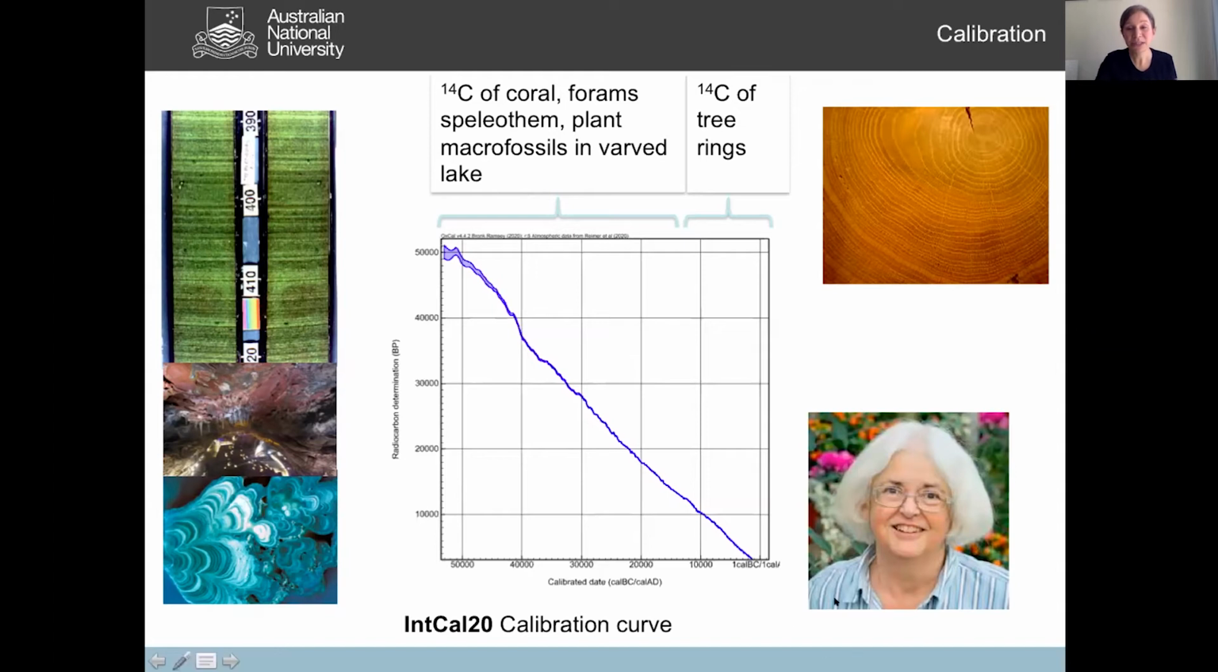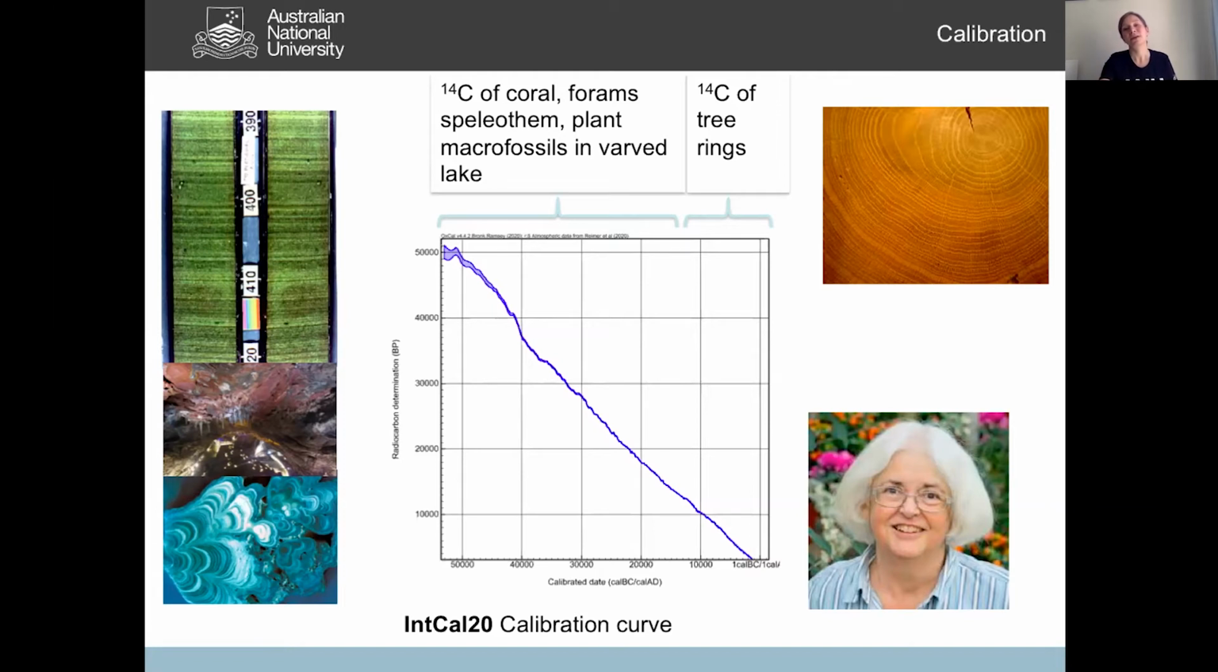And you can see the calibration curve in this blue wiggly line here. So you can see that it's got very short-term wiggles, it's got some longer-term kind of deflections, and it tells us a lot about changes in the Earth's magnetic field and the changes in sun activity, which is another way radiocarbon could potentially be used. Now it's developed by dating things where we know how old they are already.